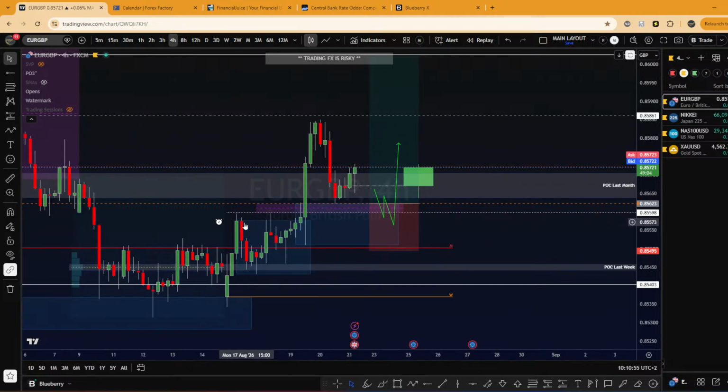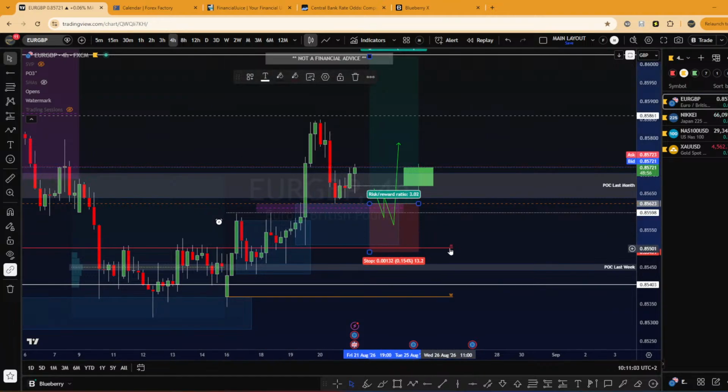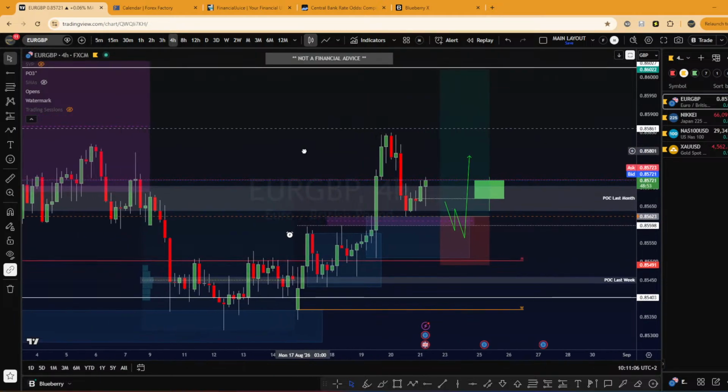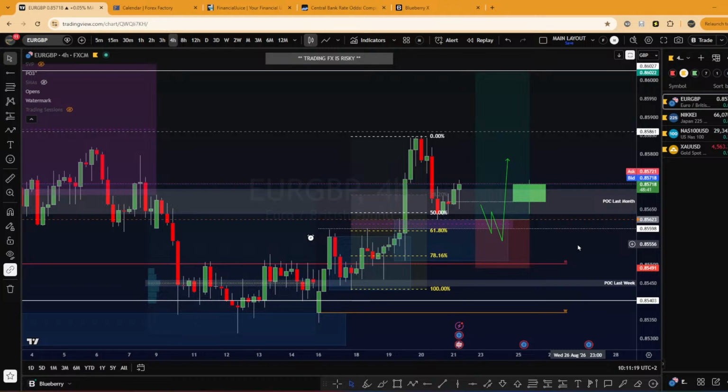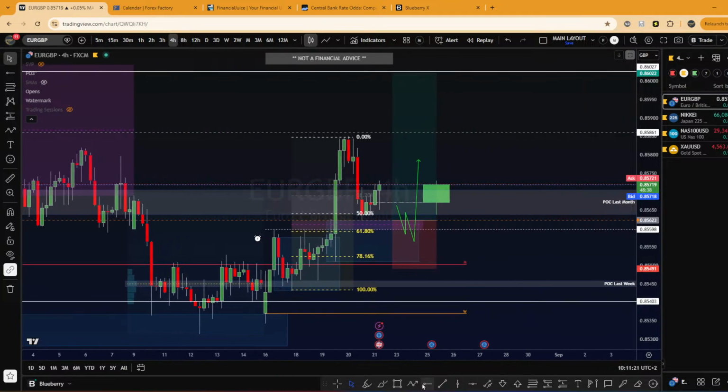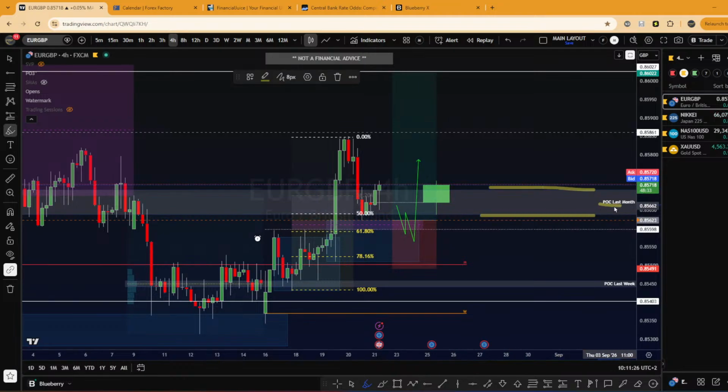We retest this other block. So the main demand is this one, just below this monthly open. Maybe I'm already missing the trade right now. Plus the fact that the gray zone is the point of control from the last month, it seems like we are holding above this level.